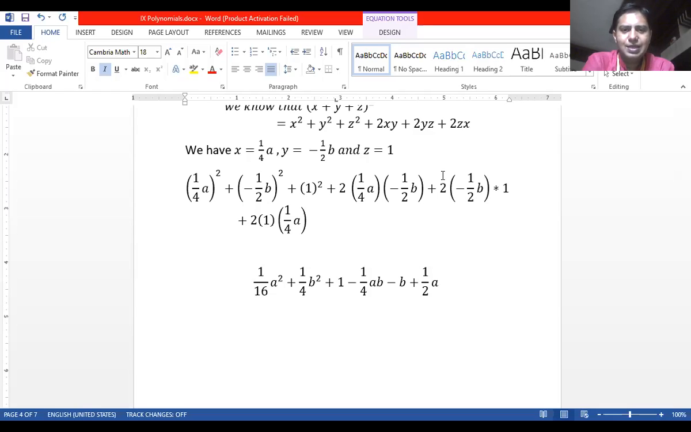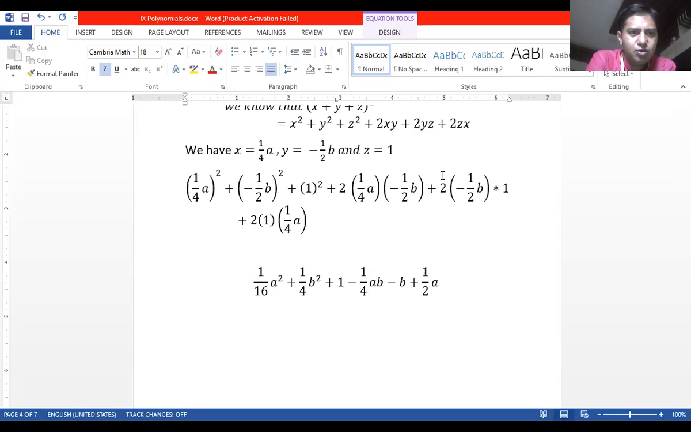1 by 16a square plus 1 by 4b square plus 1, minus ab by 4, minus b plus a by 2. Alak wrote it's a by 4 in the last term. Kushagra hasn't solved this properly. I mean, the simplification is not done.